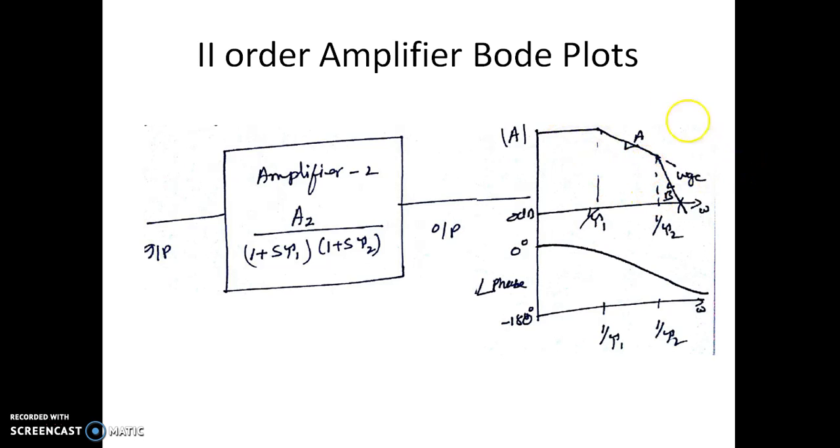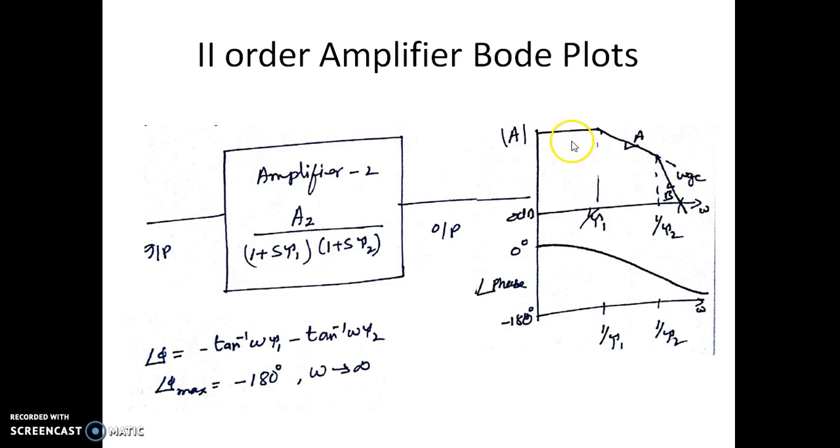Till 1 over tau 1, it will have a slope of 0 dB per decade. Afterwards, the slope will be minus 20 dB per decade till this frequency, which is 1 over tau 2. After 1 over tau 2, it again starts with a slope of minus 40 dB per decade. So this A corresponds to minus 20 dB per decade, and this B corresponds to minus 40 dB per decade. Here also, this magnitude plot is crossing 0 dB at this frequency, which corresponds to omega GC.